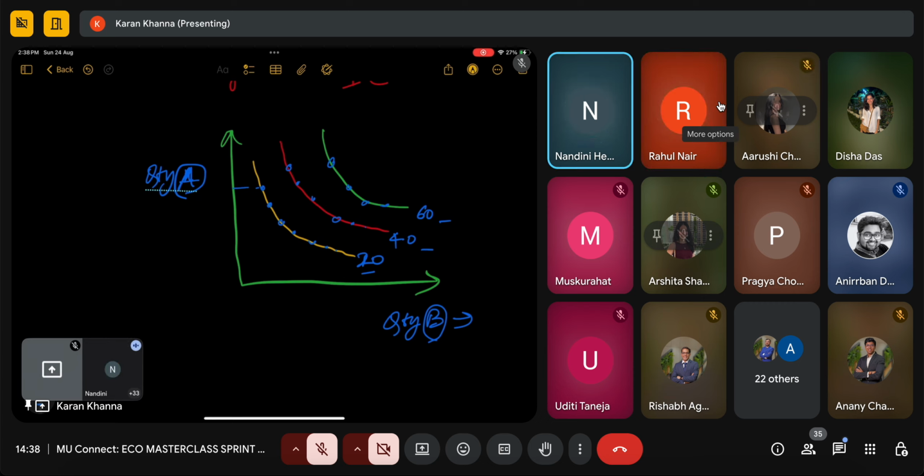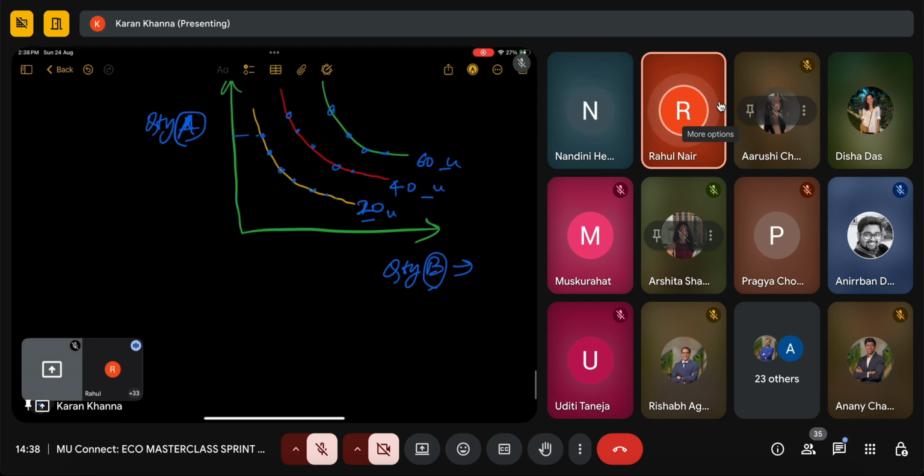Utility. So yes, in this there is utility. This is utility 20, 40, 60, which I mentioned. These are utility. We have not done marginal rate of substitution in class. Marginal rate of substitution, I don't think so, because that would be even theory heavy.